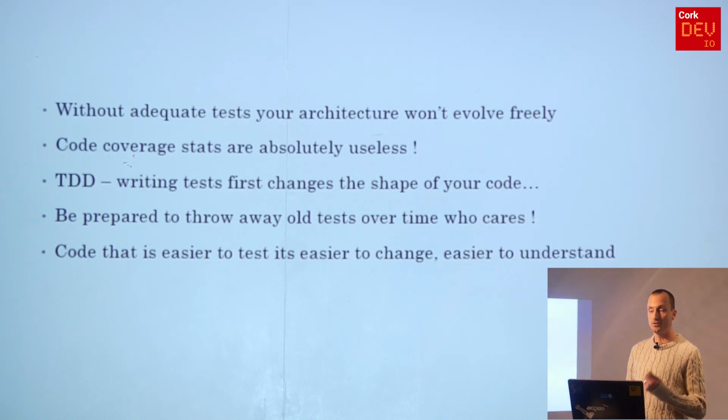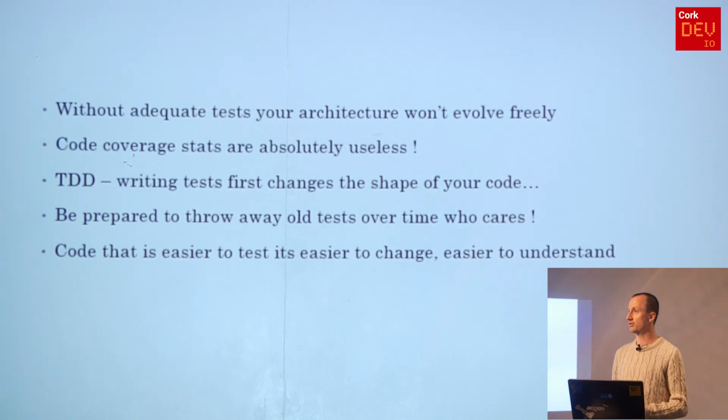And then if you think about an evolutionary architecture, if you want to evolve your code and change it over time, you have to have the right type of tests in place, because without the right automated tests, that's your safety blanket that lets you change how code works behind the scenes.